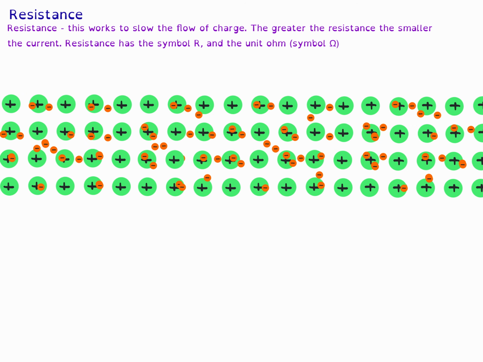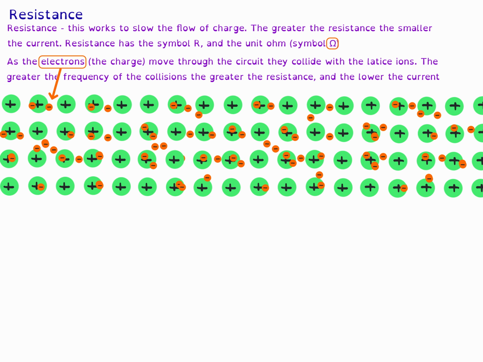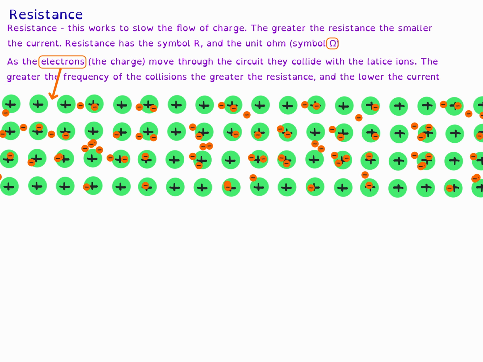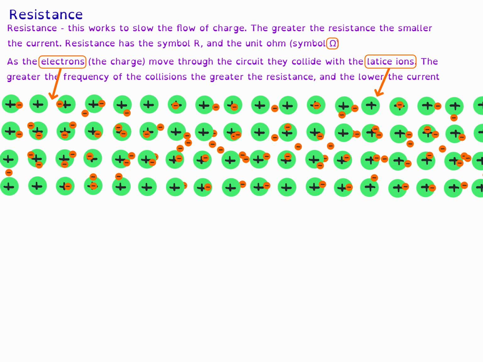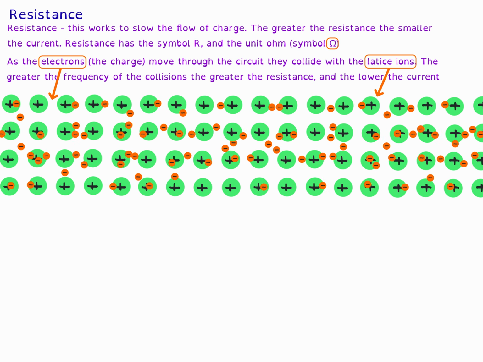Resistance. This works to slow the flow of charge. The greater the resistance, the smaller the current. Resistance has the symbol capital R and the unit is the ohm, and the symbol is the Greek letter capital omega. As the electrons, the charge, move through the circuit, they collide with the lattice ions. The greater the frequency of the collisions, the greater the resistance and the lower the current.